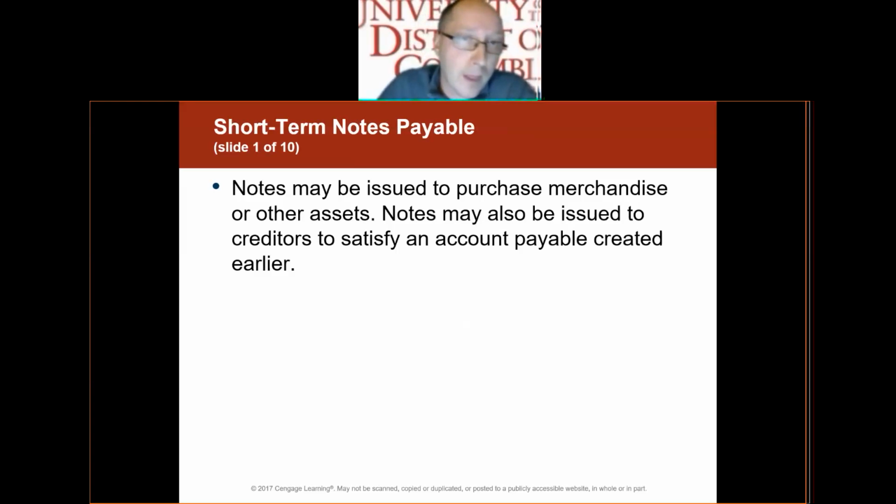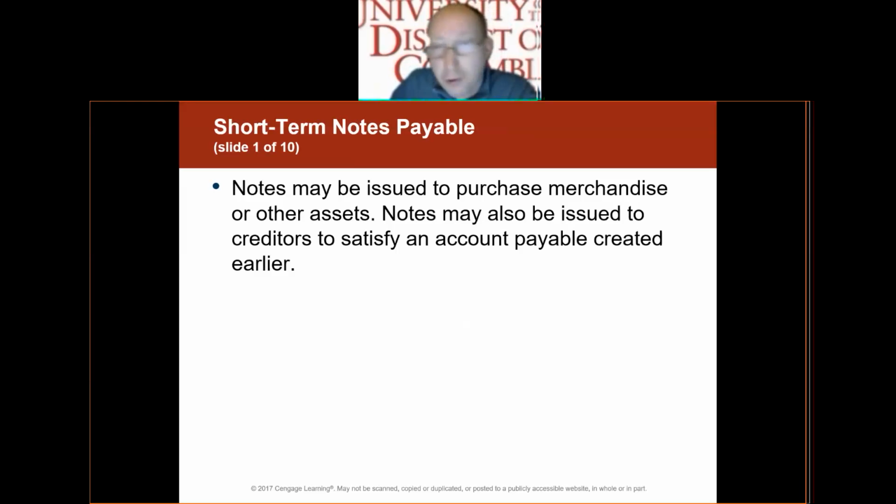Okay. Notes may be issued to purchase merchandise or other assets. So a bank writes my company a loan. I use that loan money to then purchase inventory or to purchase machinery or a building or whatever, right? Notes may also be issued to creditors to satisfy an account payable created earlier.